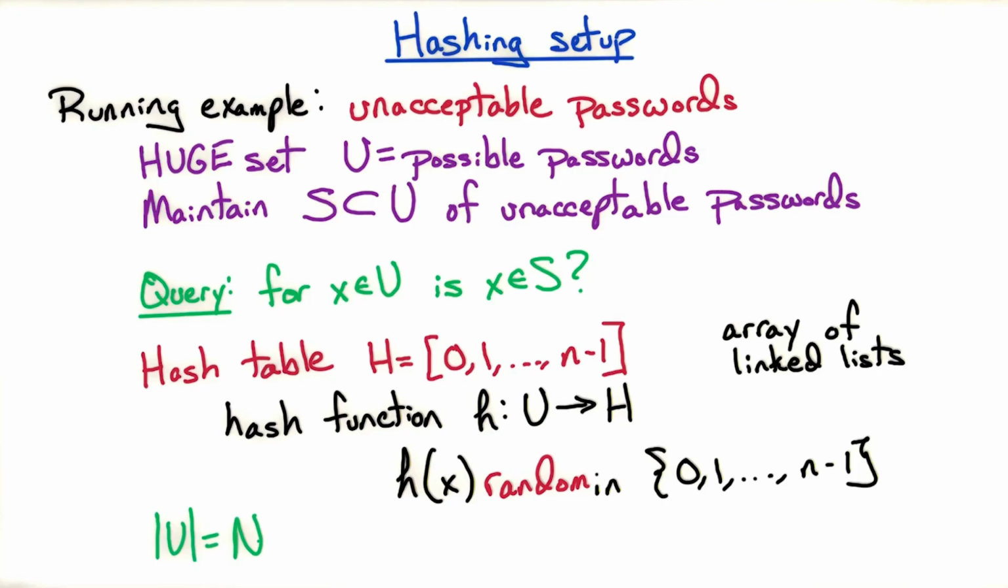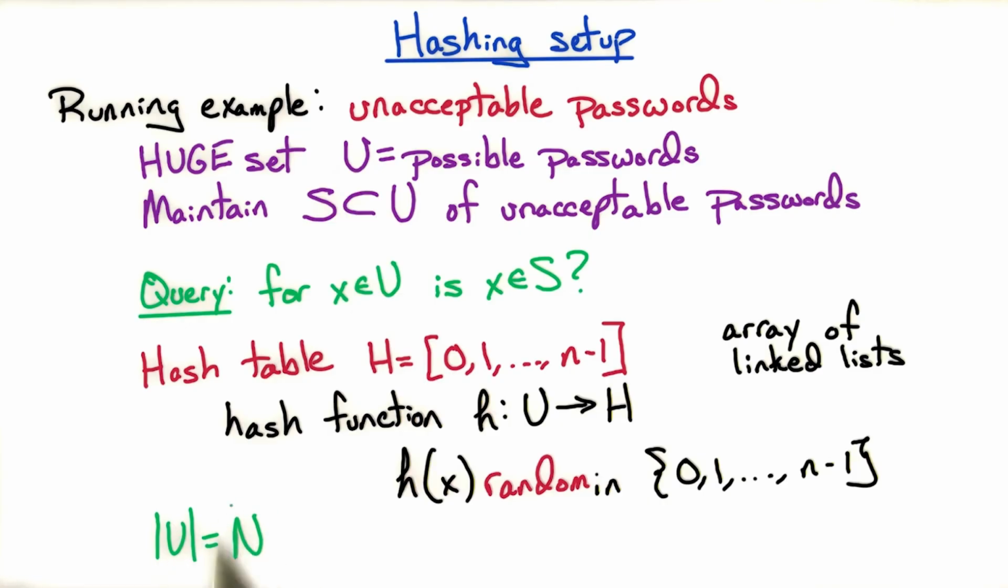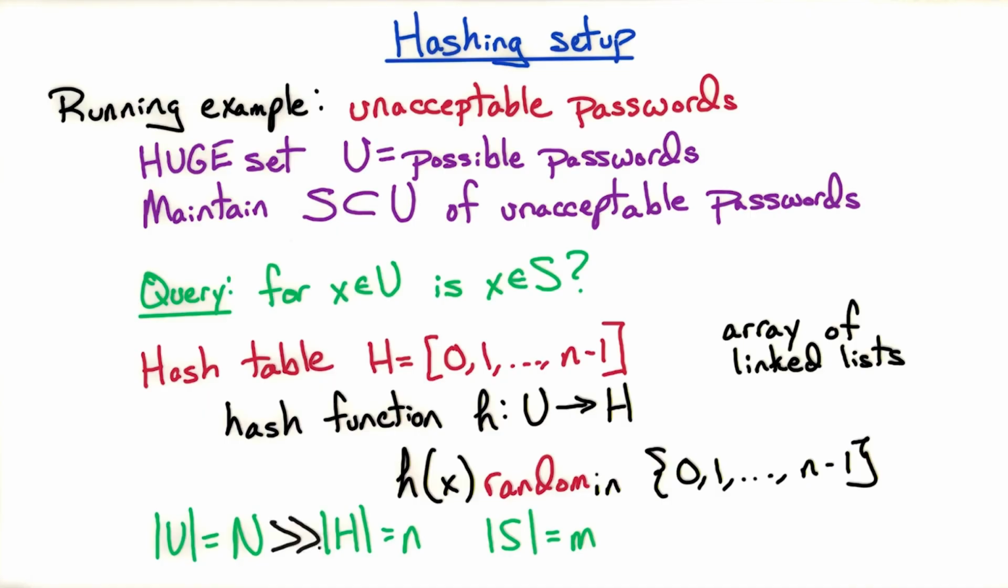Now it'll be useful to have a little bit of notation before we move on. This set U is huge and we'll denote its size by capital N. The hash table we'll denote its size by little n. Now capital N, as in RSA, will be exponential in little n. And we'll use little m to denote the size of this database, capital S, that we're maintaining. Once again, capital N is much bigger than little n, and typically our hash table size is at least the size of the database we're maintaining. So little n is at least m. And our goal, of course, is to maintain this database with size not much larger than little m.